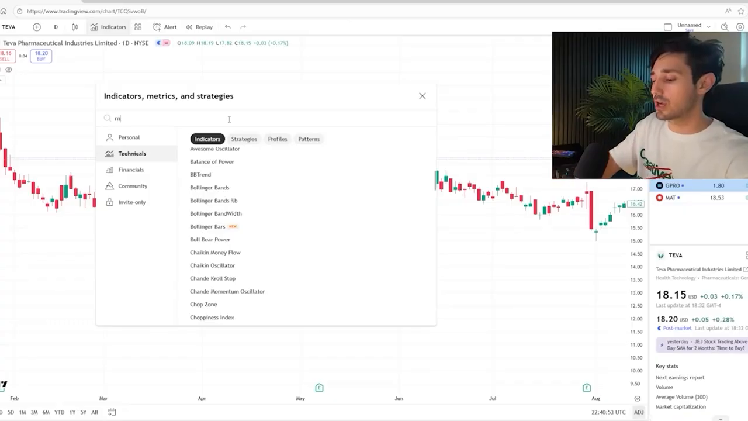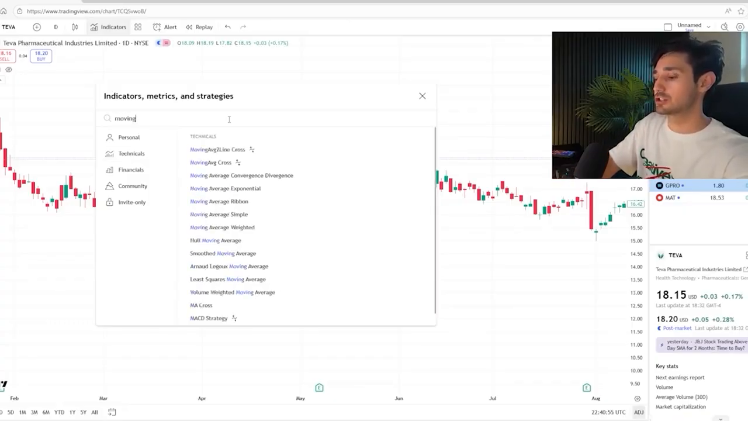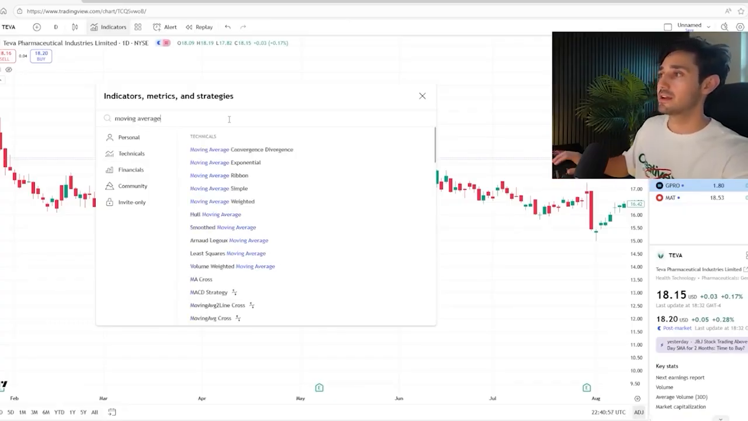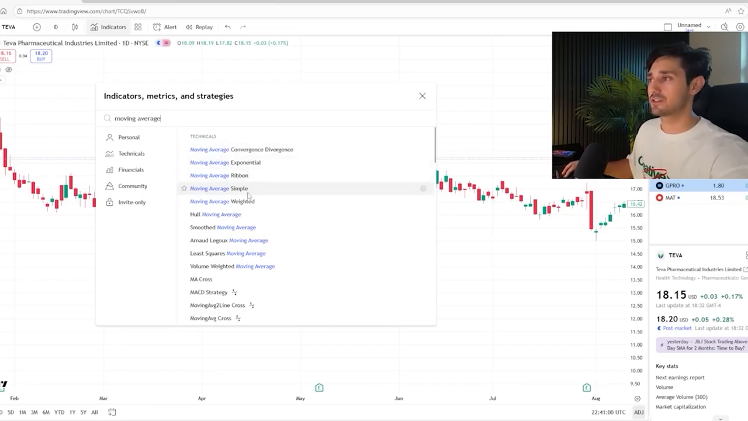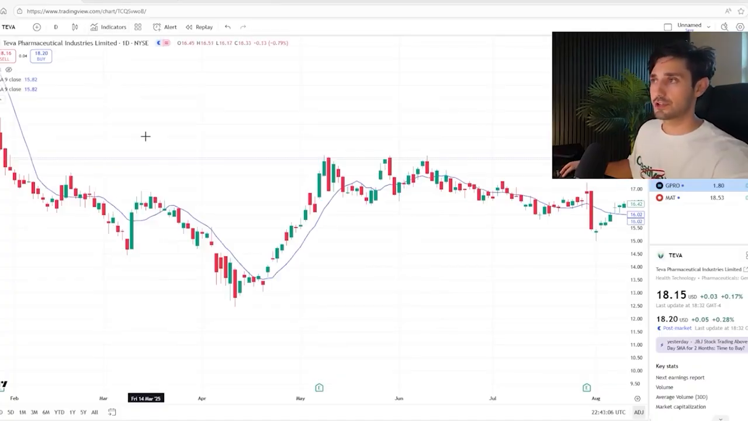So what you're going to do is look up moving average. You're going to look up moving average and you're going to see all these different types of moving averages. Now, what you want to do is double click on simple. You're going to click it once and then you're going to click it one more time. Once you do that, you're going to see these two moving averages pop up in the top left, and you want to hover over one of them and you want to go to settings.